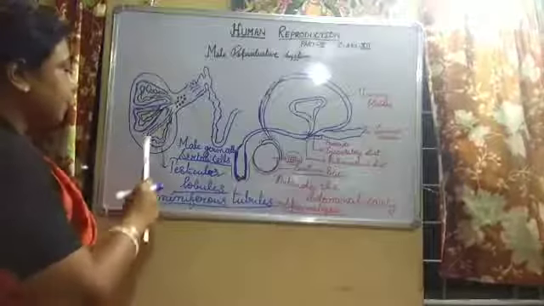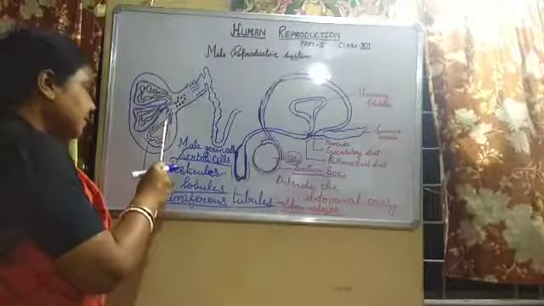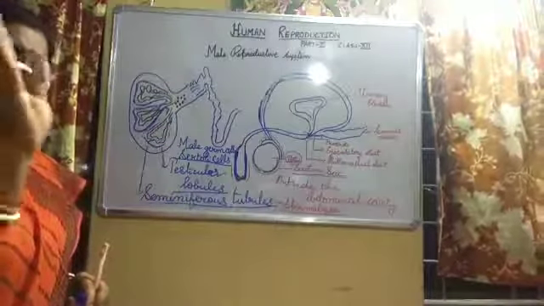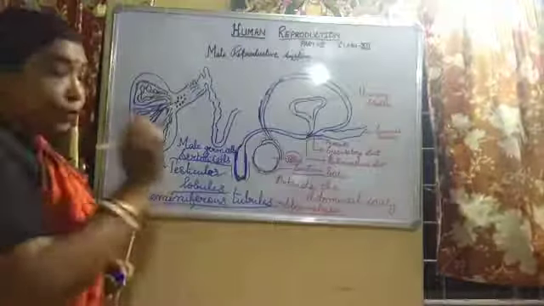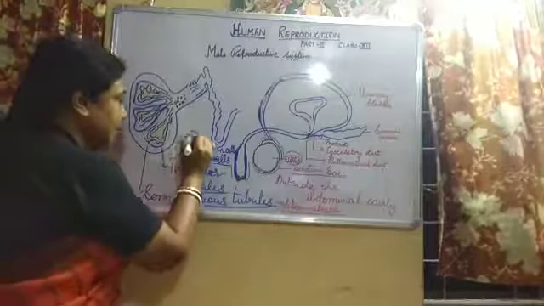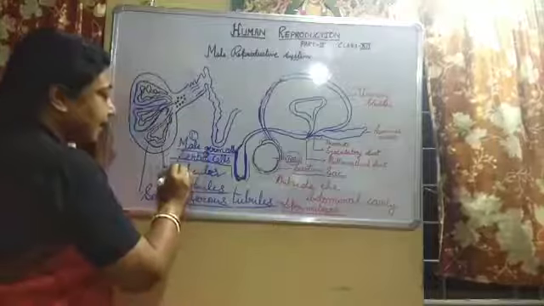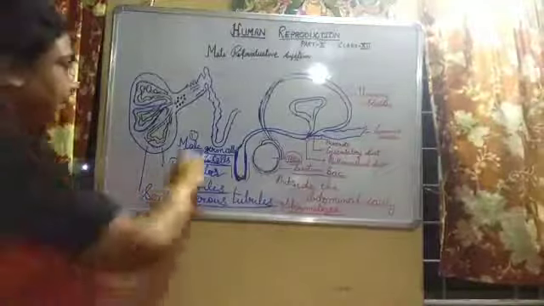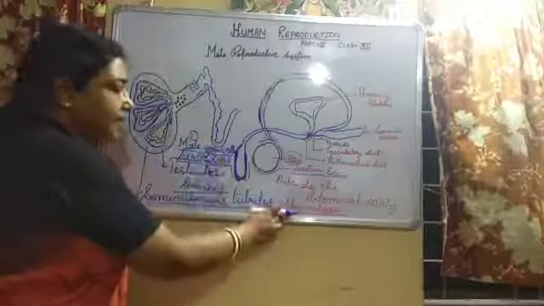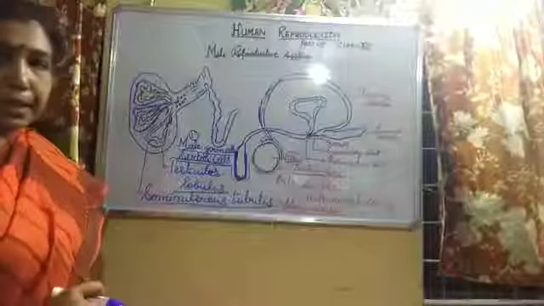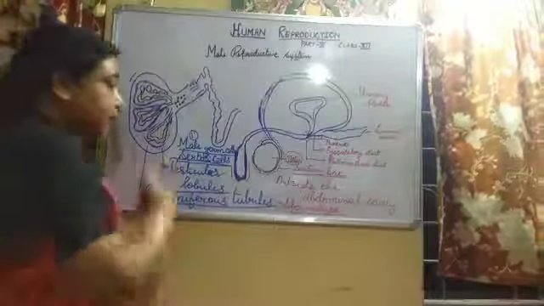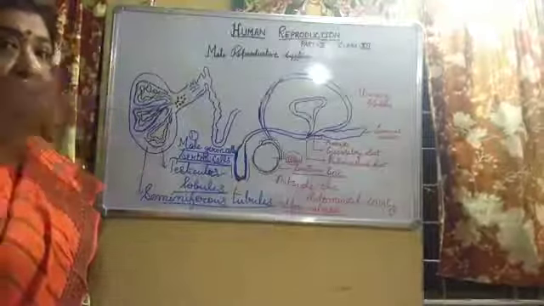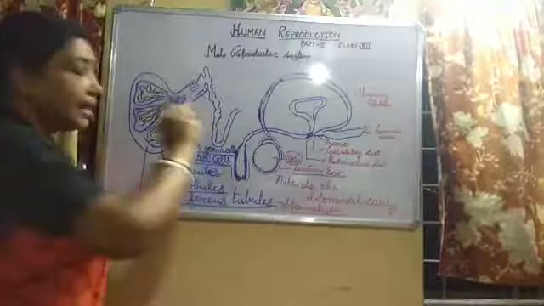And one more thing you have to remember, that the seminiferous tubules comprise two types of cells towards the inner side. The first one is known as the male germ cells and the second is known as Sertoli cell. These male germ cells are responsible for producing the spermatozoa, and Sertoli means supporting, meaning they provide nourishment to the male germ cells.